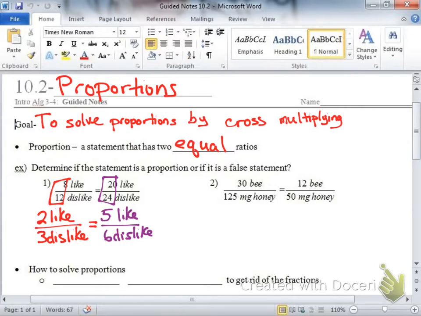They do not. So determine if the statement is a proportion or if it is a false statement. You can say yes or no, or you can say false statement. I usually just do yes or no. Is it a proportion? No.